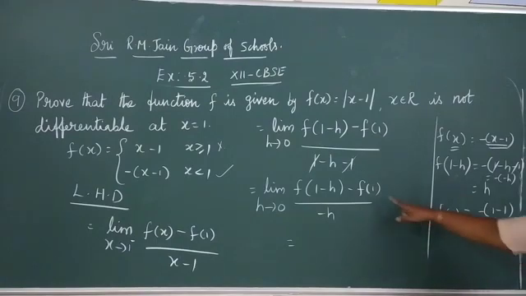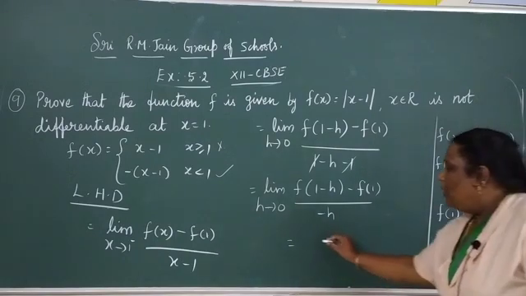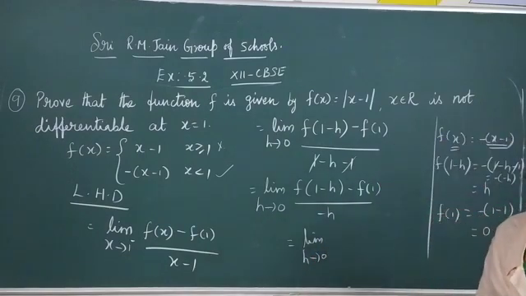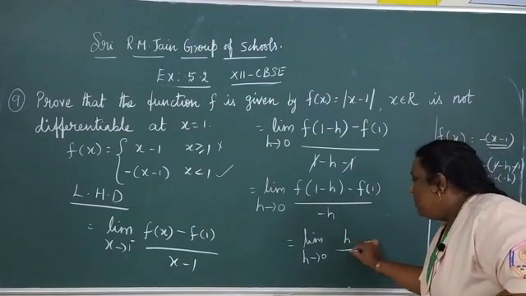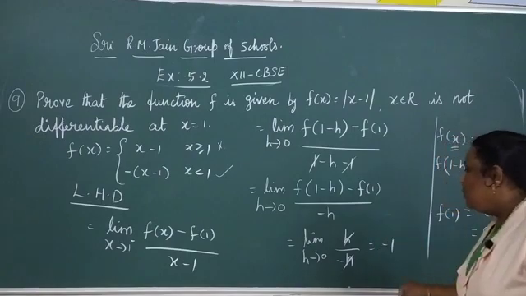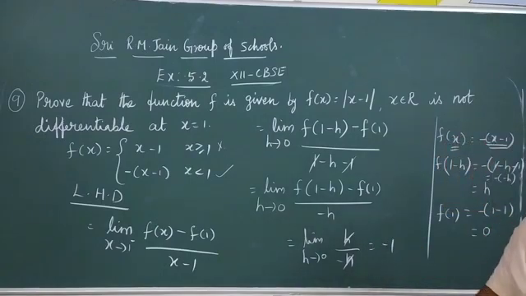Come to the next one. What is f of 1? f of 1 equals, the same x value you can replace by 1, so minus of 1 minus 1, the value equals 0. So limit h tends to 0, what is the value here? h by minus h. h gets cancelled. What is the answer you are getting? Minus 1. What is the answer for the left hand derivative? I am getting the value of minus 1. Now we are moving on to the right hand derivative.